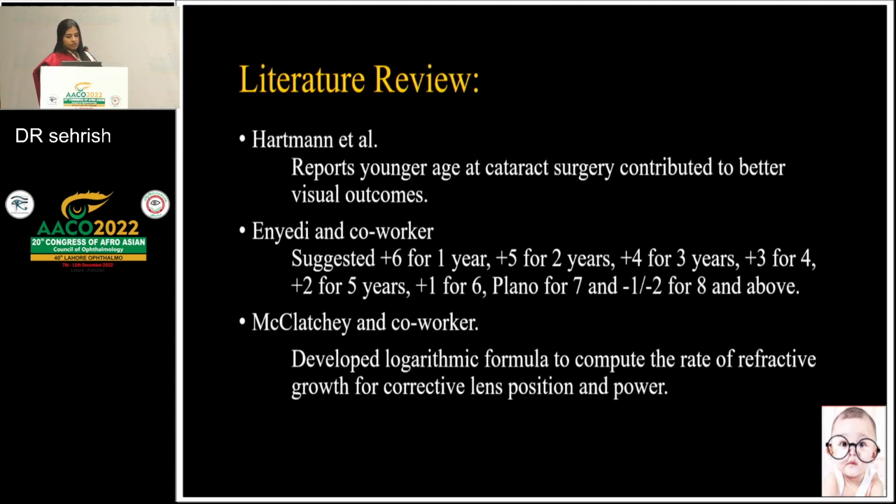After reading literature, to the best of my knowledge, it was not being researched in Pakistan. As I have conducted the study, after 3 months of follow-up, I have checked the refractive errors of pseudophakic and aphakic both, and I have also checked their best visual outcomes.